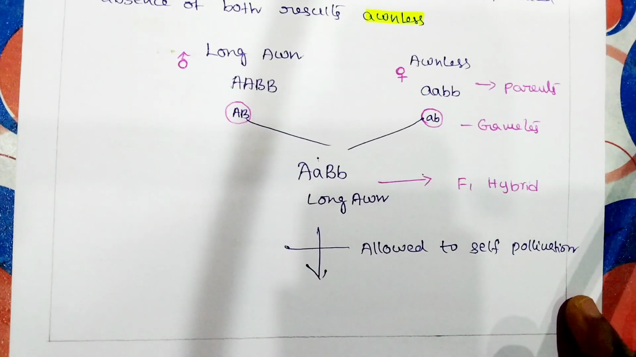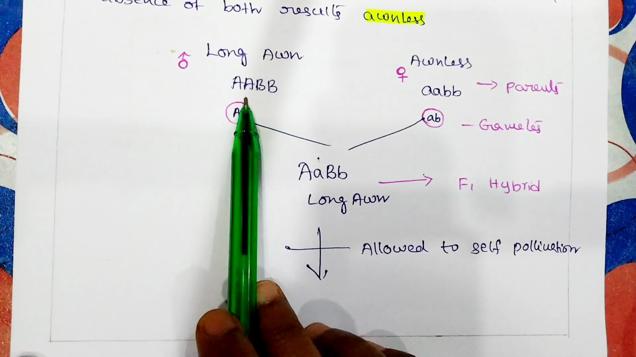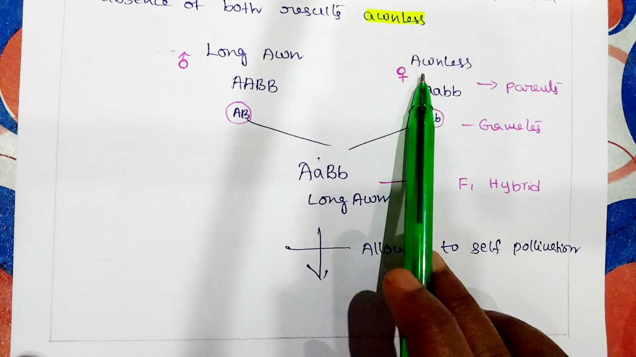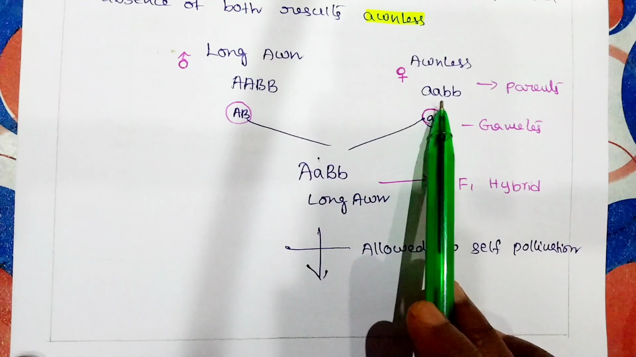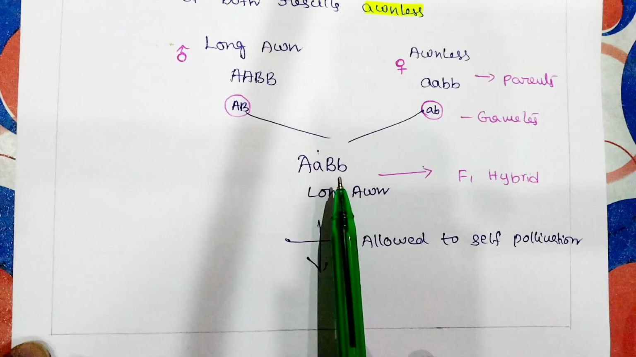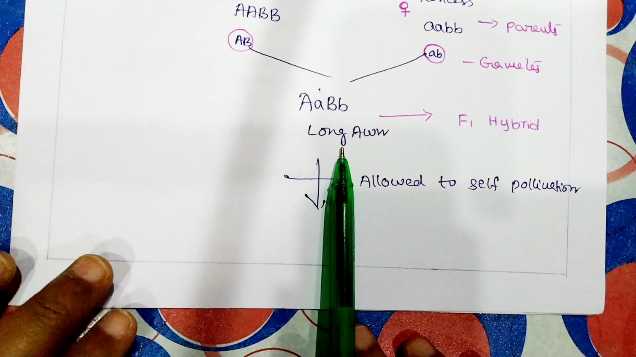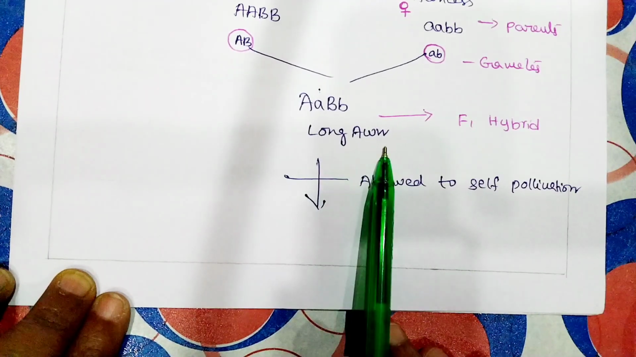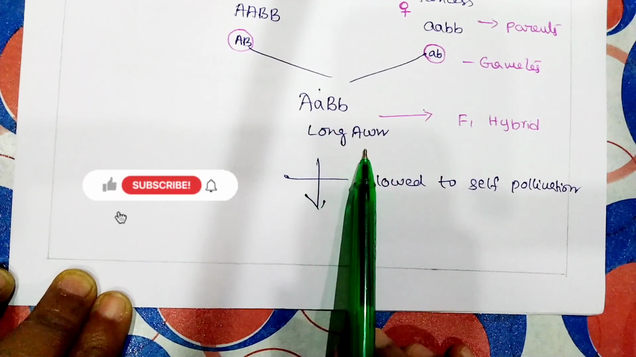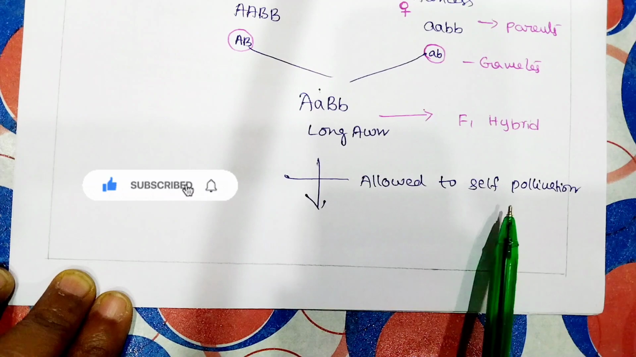Let's say a cross of a pure breeding long awn plant with the genotype capital A, capital A, capital B, capital B, with an awnless plant, small a, small a, small b, small b, as parents. These are the gametes they produce, and when they fuse they produce the F1 individual, which has long awn. Why? Because both the genes are present, so we get long awn as in the parent. When allowed to self-pollinate, we get the F2 progeny.